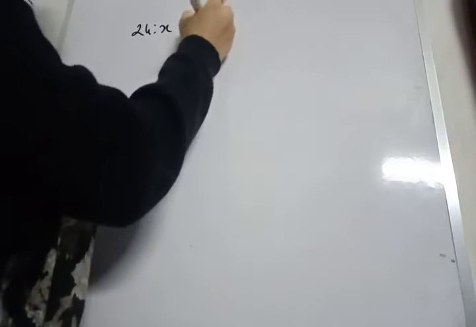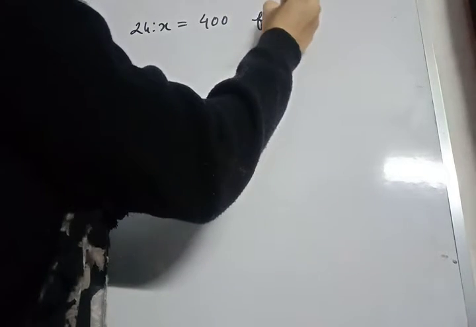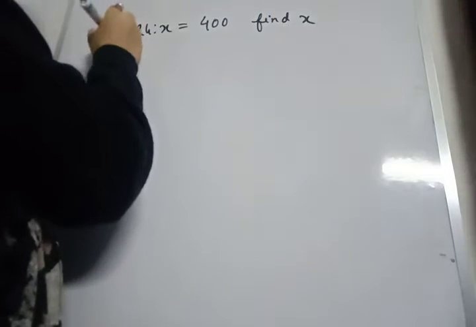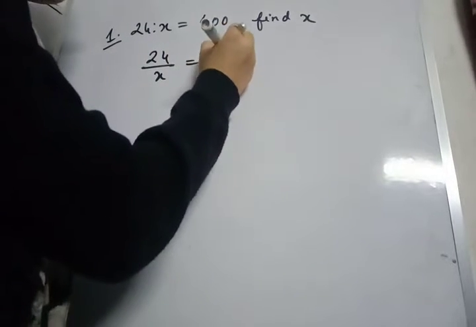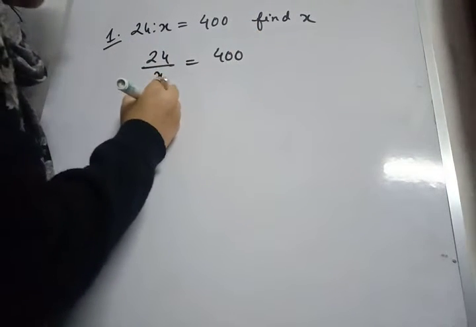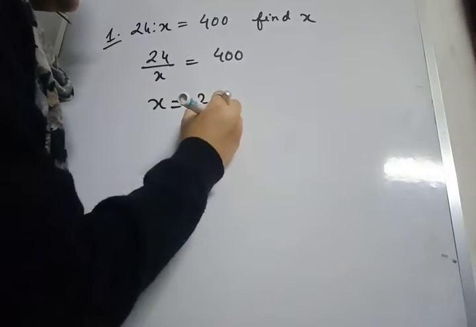So, sum number 1 of the worksheet is 24 is to x equals to 400. Find x. This is sum number 1. Therefore, 24 by x equals to 400. Or I can write x equals to 24 by 400.